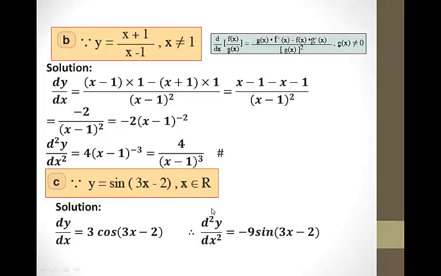Then d2y by dx squared equals negative 9 sine 3x minus 2, as the derivative of cosine is negative sine. The derivative of cosine 3x minus 2 is negative sine 3x minus 2 multiplying the derivative of 3x. The derivative of 3x is 3, multiply 3 equals 9. So the final result is negative 9 sine 3x minus 2.